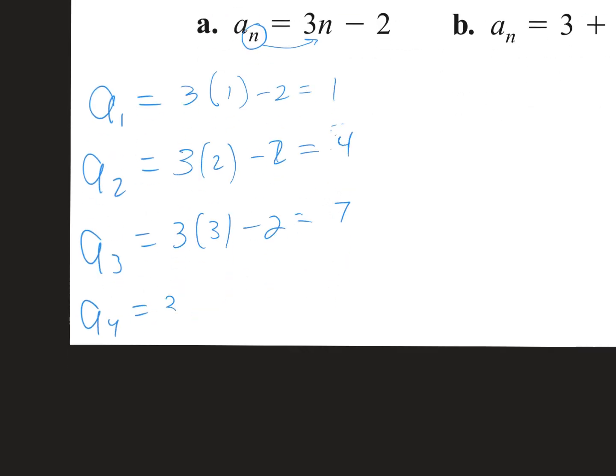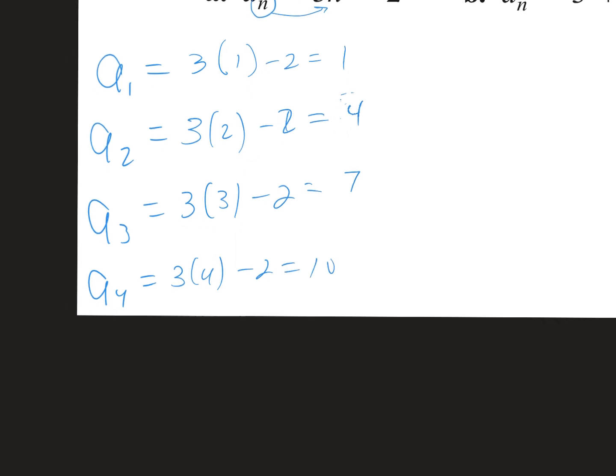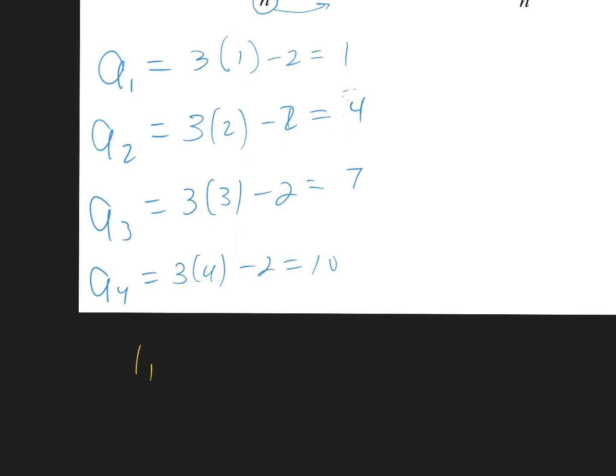And then I'm going to plug in 4 because I'm looking for the 4th term. So 3 times 4 is 12. Minus 2 is 10. So the first 4 terms of this sequence are 1, 4, 7, and 10. Just that simple.